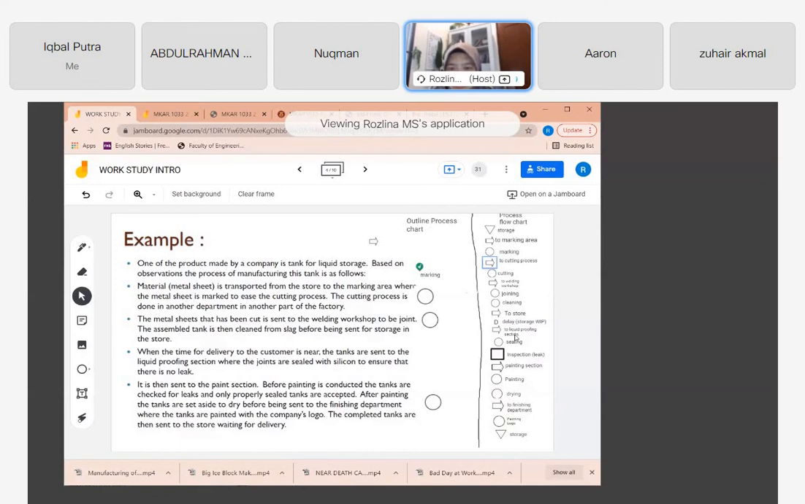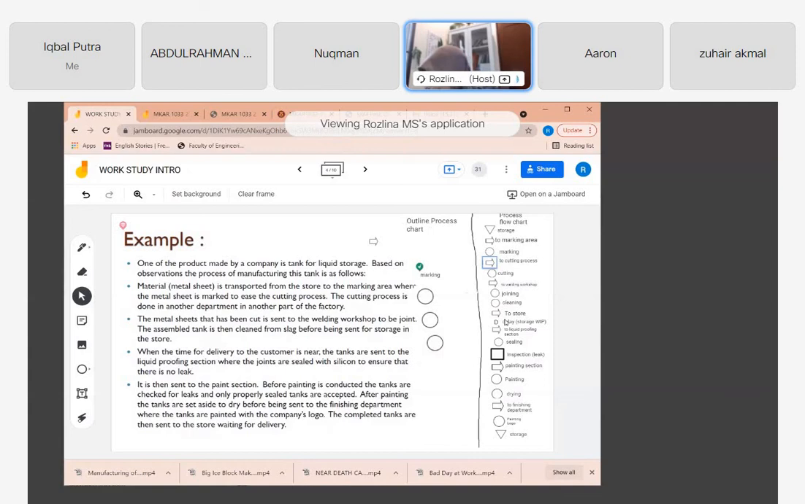To store, to delay, okay, delay. Liquid proofing, the liquid proofing section, sealing. Okay, good. So pin section, two section, zero section.